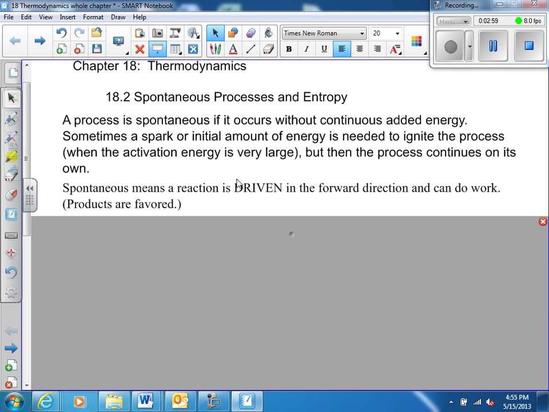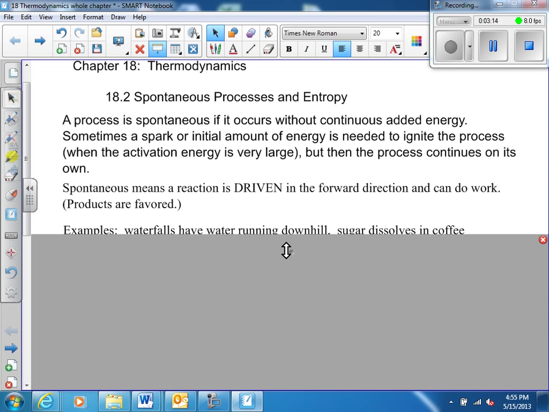These all go together. If the products are favored, the reaction can do work. If the reaction is driven in the forward direction, it can do work. If the reaction is spontaneous, the products are favored. These are all equal to one another. If one, then the other.